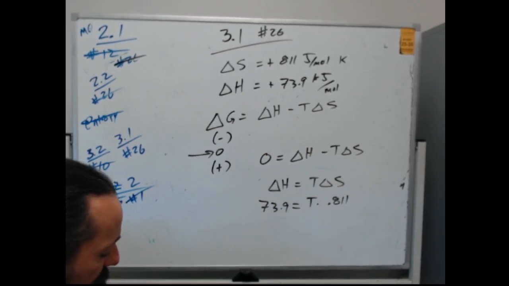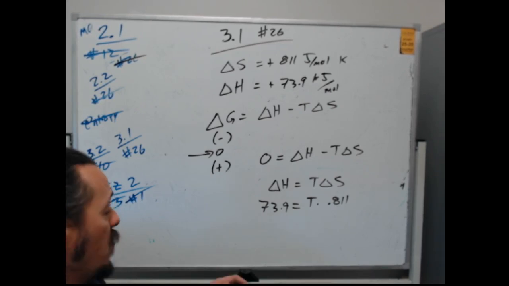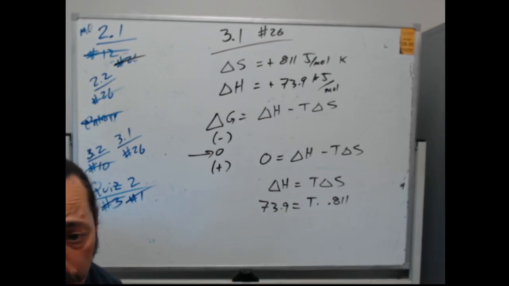I'm freaking out a little bit because that's such a low temperature. 91 Kelvin is a little bit above liquid nitrogen, which is 77 Kelvin. It's cold.